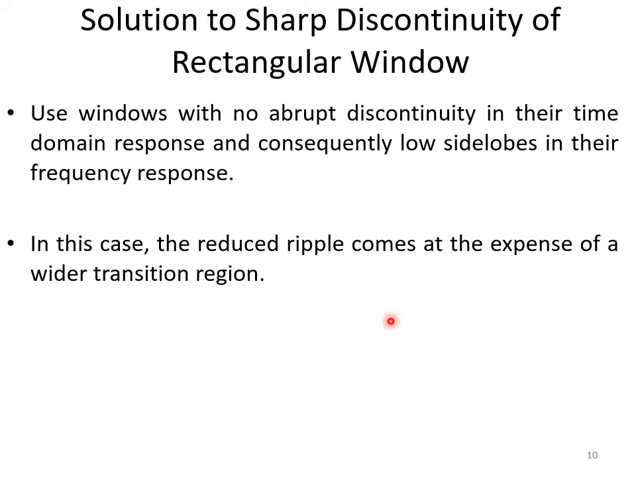But if you use a smooth transition window function which does not have sharp discontinuity, then you might have no ripples in the pass and stop band, but the transition band would get larger, right? So it is basically the design trade-off, that how much ripples you need and how much sharp transition you need from pass band to stop band, right?